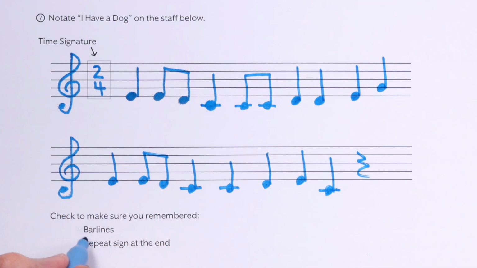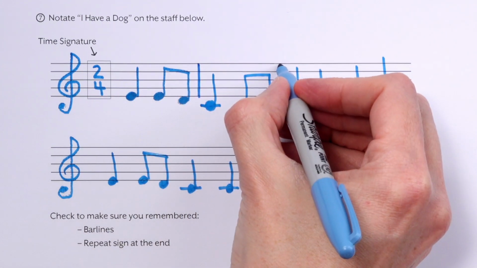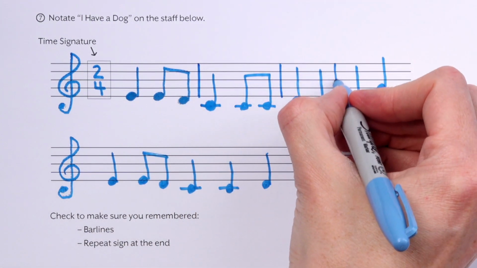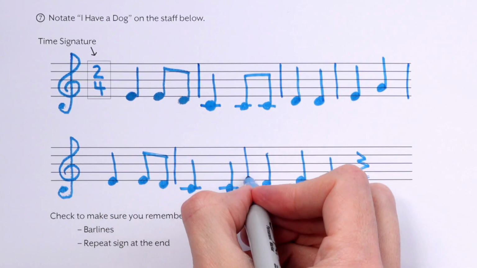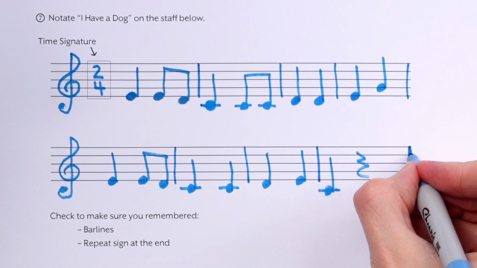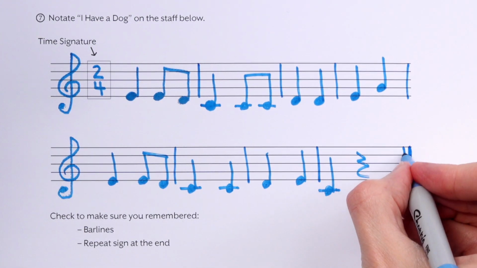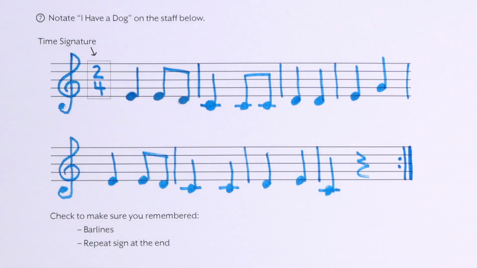And then let's notice that we're supposed to make sure that we added bar lines and a repeat sign at the end. Aha, I haven't done that. So if you haven't as well, maybe pause the video and add in some bar lines. And then at the end, we need a repeat sign. So we kind of have a thick line, a thinner line, and 2 dots. That tells us to go back.